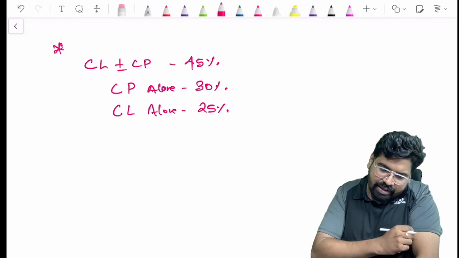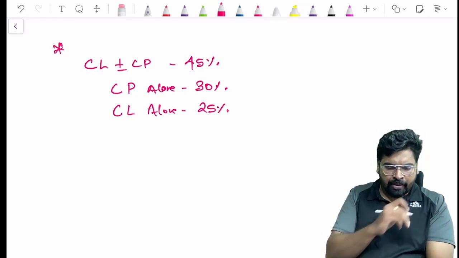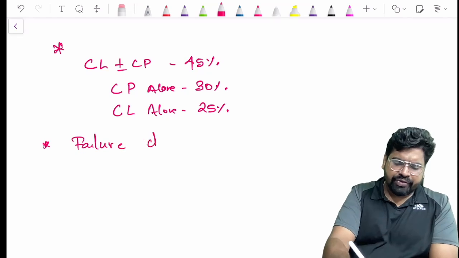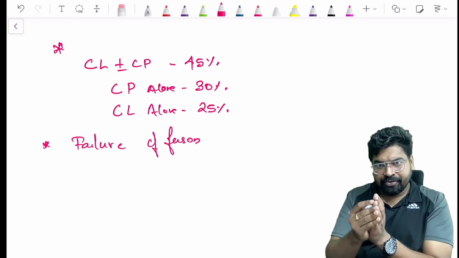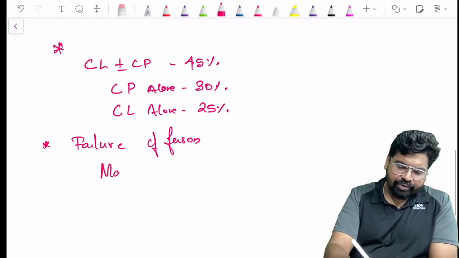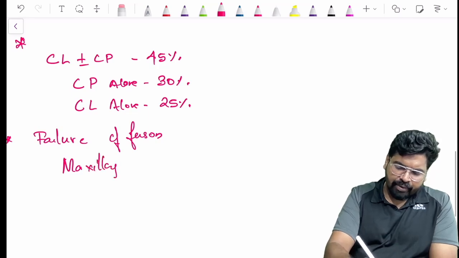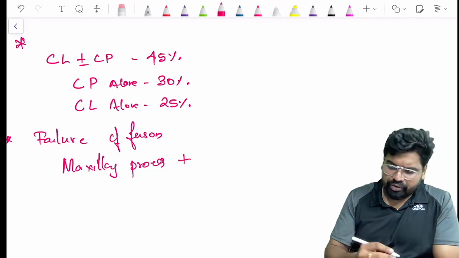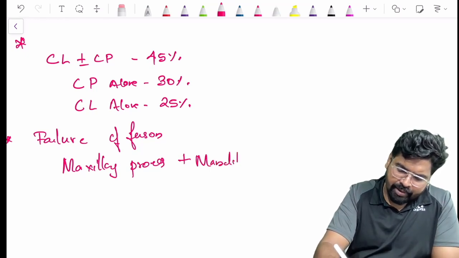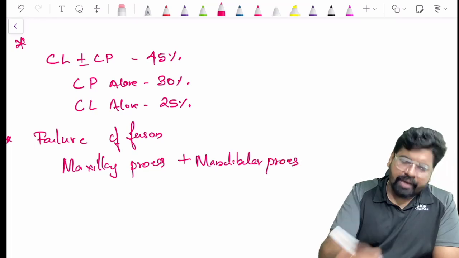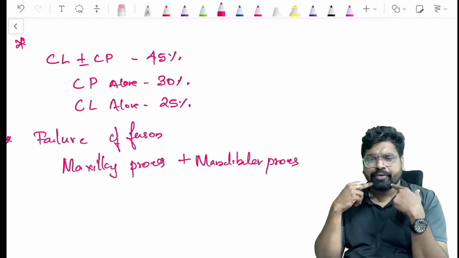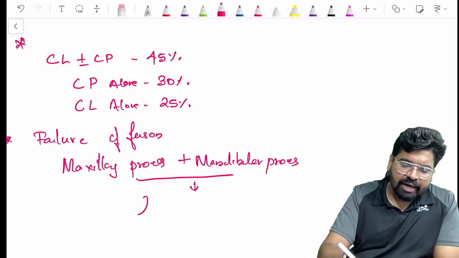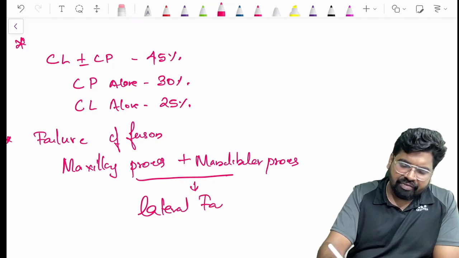Now what is some other cleft you may have heard about? What if there is a failure of fusion? I am writing it for you to easily understand. The maxillary process fails to fuse with your mandibular process. So the maxillary process above and the mandibular process below, when they fail to fuse, we get a cleft called a lateral facial cleft.